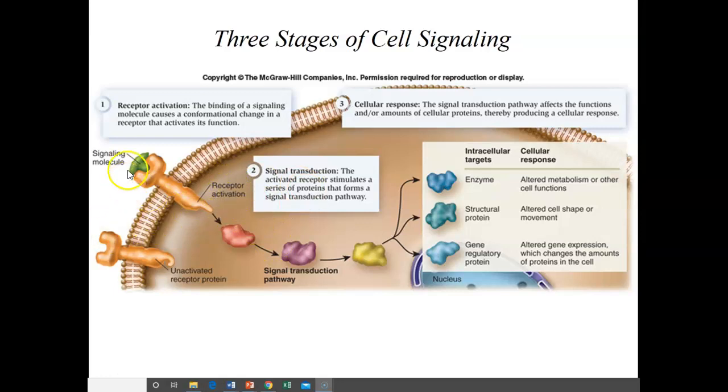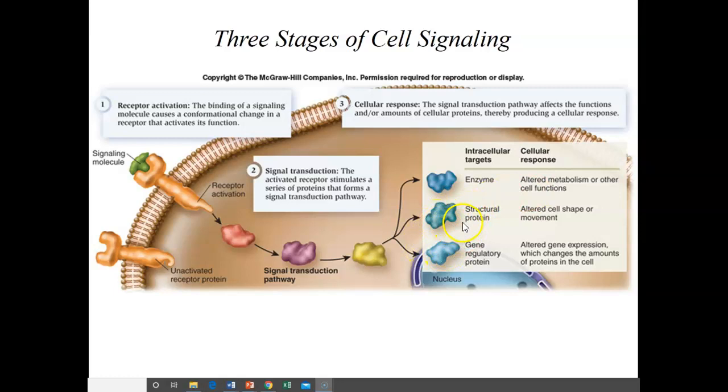So the message from the outside of the cell is now transduced, or sent, within the cell until that ultimately causes the cell itself to respond in an appropriate way based upon that extracellular ligand. The three most common responses that one will see are, first, enzymatic activity, so we're going to have perhaps altered metabolism in response to that cell signal.